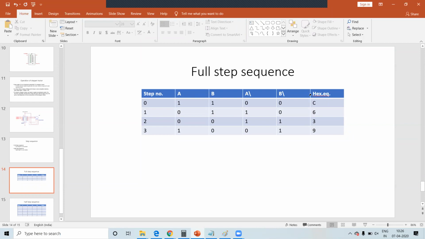So next, for the rotation, these values are rotated one bit to the right. So 1, 1, 0, 0, rotating them one bit to the right, you get 0, 1, 1, 0. Similarly, you rotate it one more time, and you get 0, 0, 1, 1, then 1, 0, 0, 1. So with all these cases, the shaft completes its one rotation.